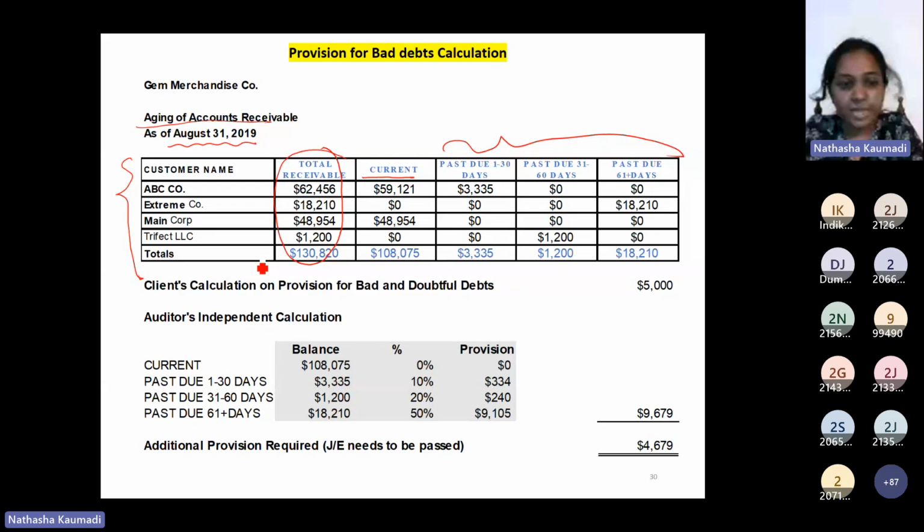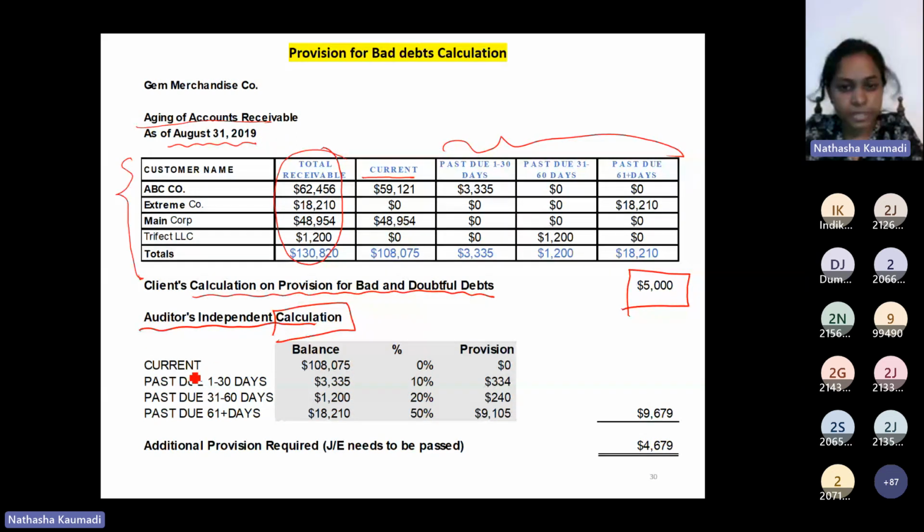Now, the client's calculation on provision for bad and doubtful debts. The client has computed the provision for bad and doubtful debts, that is $5,000. Now it is given. Now, the auditor is independently calculating the provision for bad and doubtful debts. Independent calculation. So, the audit procedure is what? Calculation.